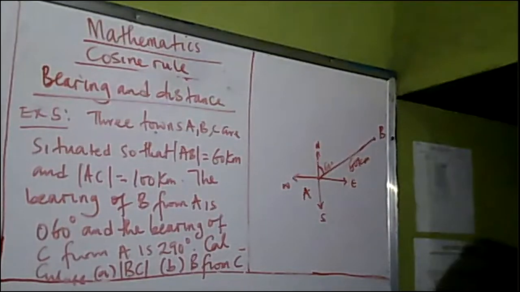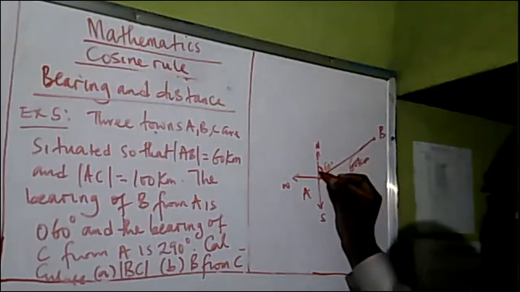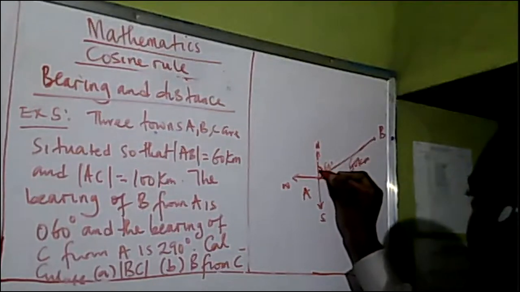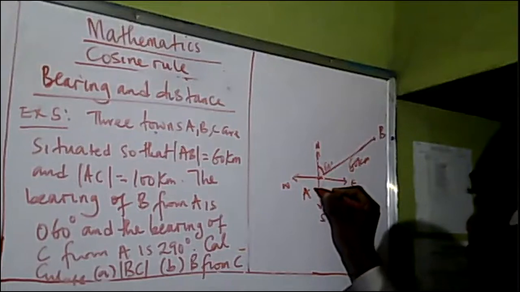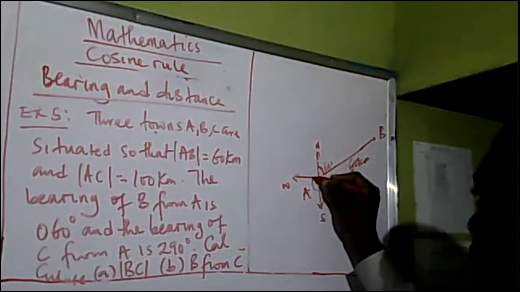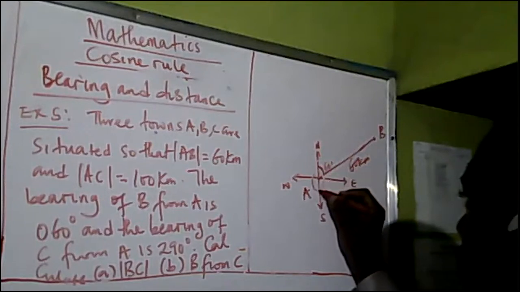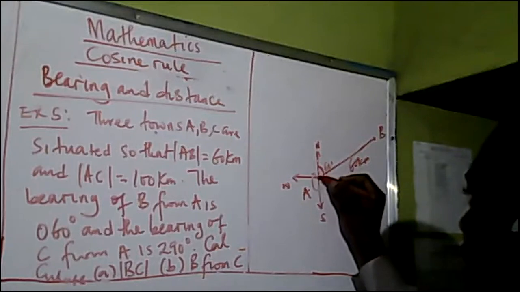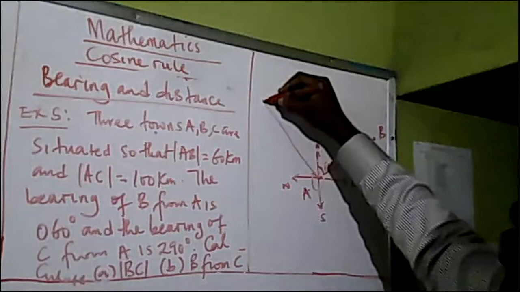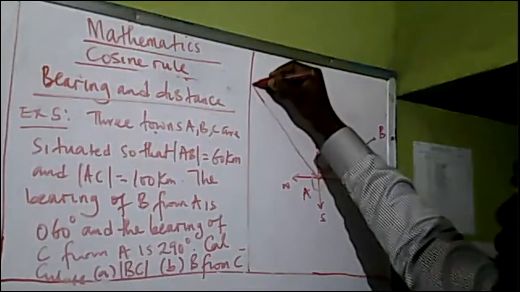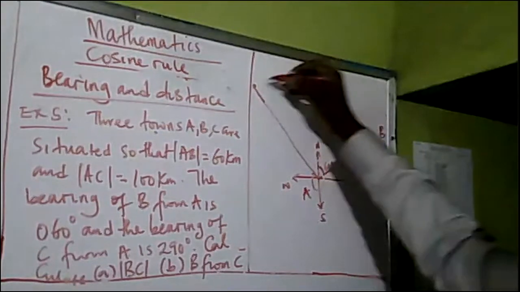So the next one, the bearing of C from A is 290. C from A, so it's from A. You start again. Complete 90, 180, then 270 is not up to 290. So 290 will be in the fourth quadrant. Look at how you are doing it: first, second, 290 should be somewhere here. Then you draw. This one is 100, so this should be longer. Make it a bit longer. So this is our C.